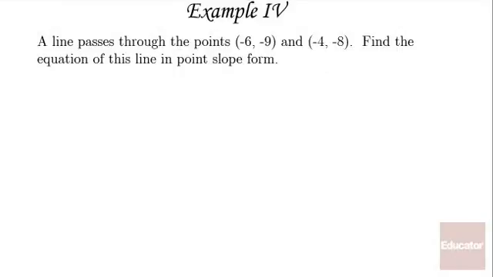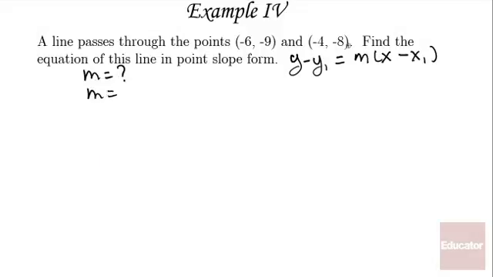A line passes through the points -6, -9, and -4, -8. Find the equation of this line in point-slope form. Point-slope form is y minus y1 equals m times x minus x1. In order to write the equation in this form, I need to find the slope, so I need to find m. I'm able to find m because I have 2 points on the line.